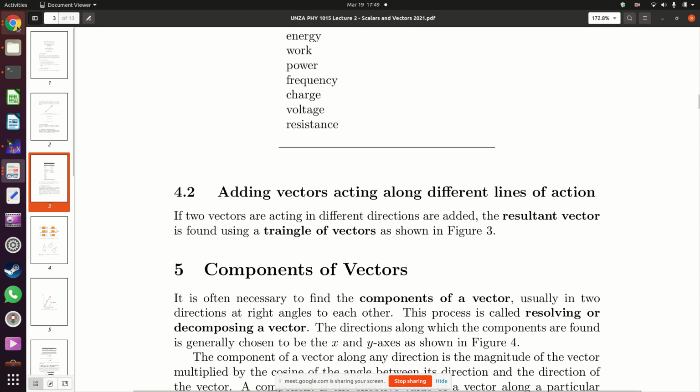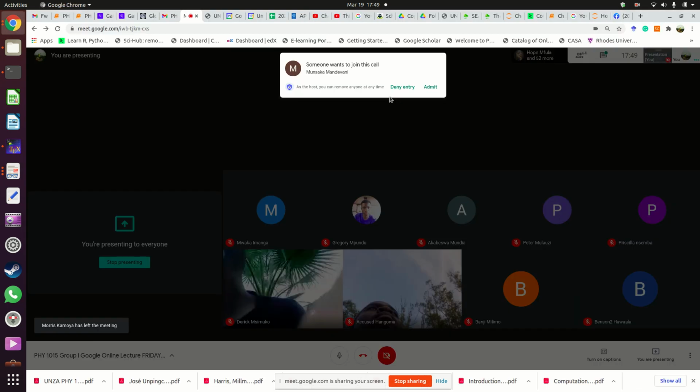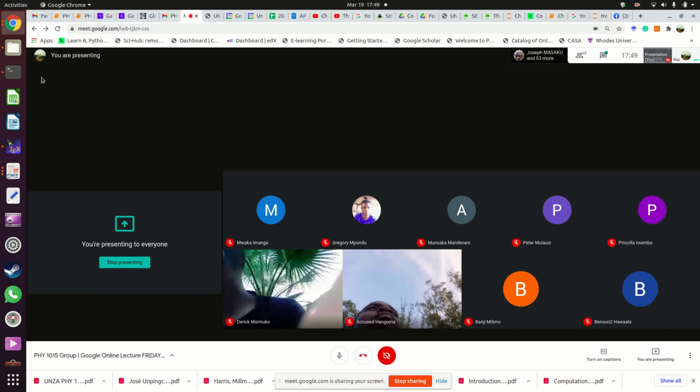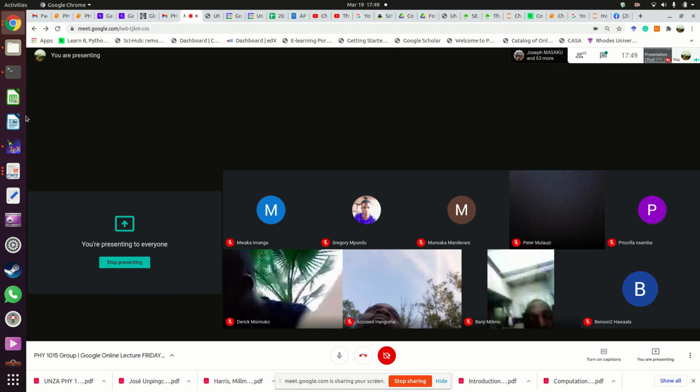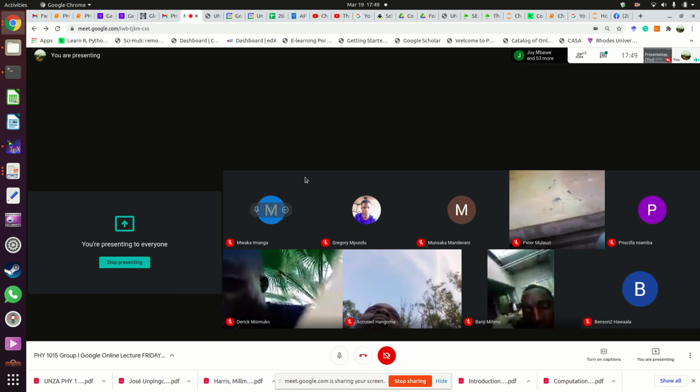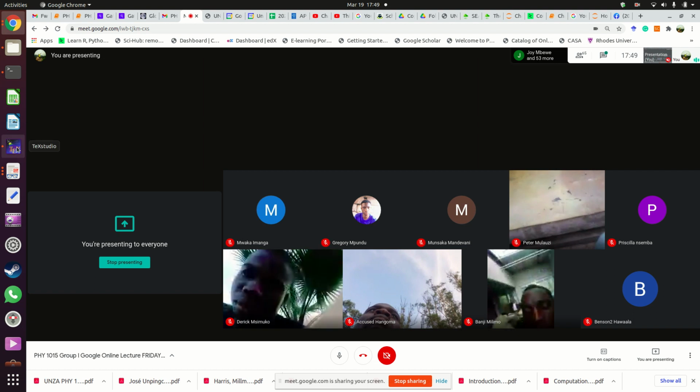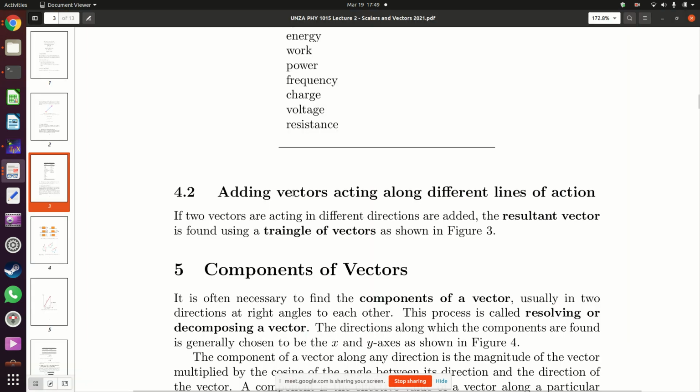Now, when your vectors are pointing in different directions, there are different methods of adding them. How do you add vectors pointing in different directions, so that when you add them, you get your resultant vector? One of the methods which you can use, but which we are not going to use, is something called a triangle of vectors. I will need to show what it looks like.